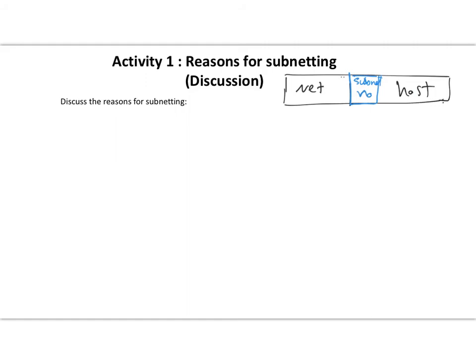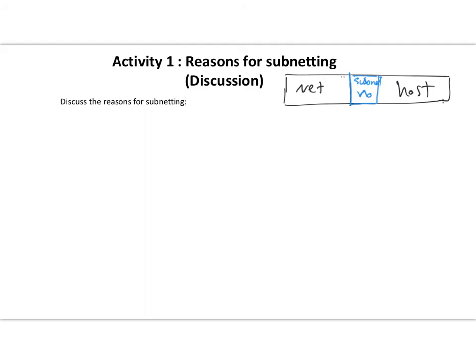Why do we need to do this? Why do you think we need to subdivide our big network into subnets and maintain a subnetwork number and subnet mask? Starting from this chapter, we will not refer to network mask. We refer to subnetwork mask, okay? Subnet mask. Why do we need to divide our big network into smaller subnets?